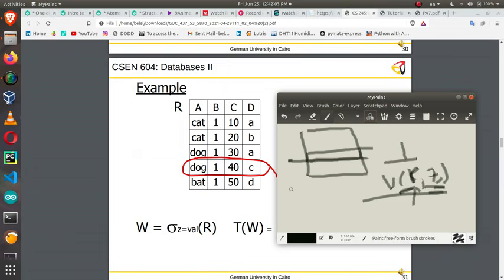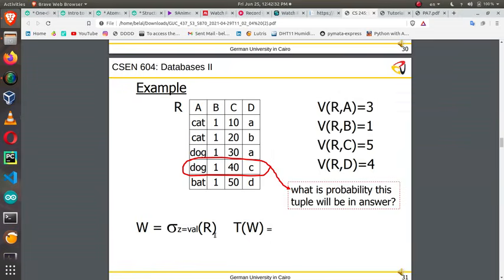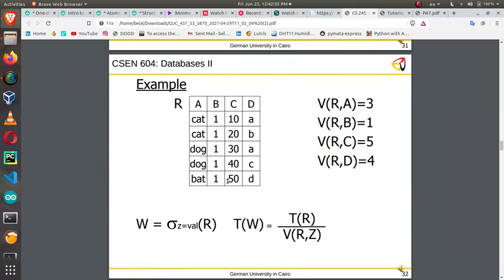Okay, you can think about this way. If you are rolling a dice, what's the probability that you will get number 1? Well, 1 over 6, 1 over all of the possible values. So 1 over VRZ, and this is for a single tuple. So let's compute the probability for all of the tuples in table R. Multiply them by T of R. T of R over VRZ.